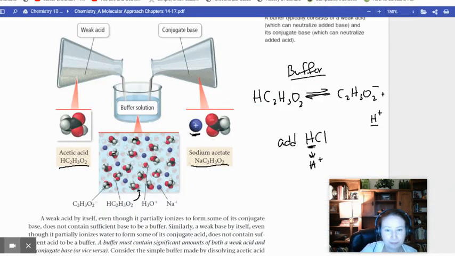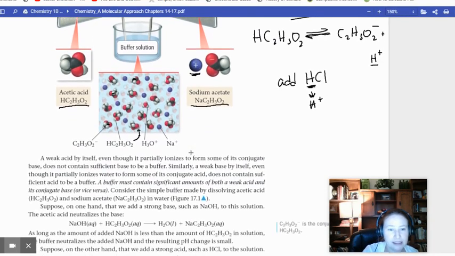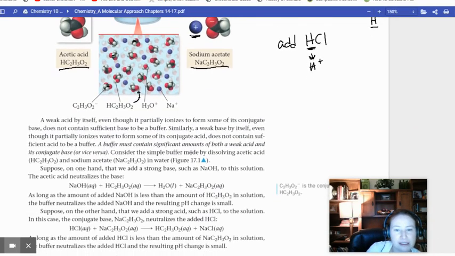So that is what a buffer is. And this is a very important fact right here. It's italicized. A buffer must contain significant amounts of both a weak acid and its conjugate base, or vice versa, meaning a weak base and its conjugate acid. Usually it's the acid, so that's why we keep using that example. Okay, but it can be a weak base and its conjugate acid.